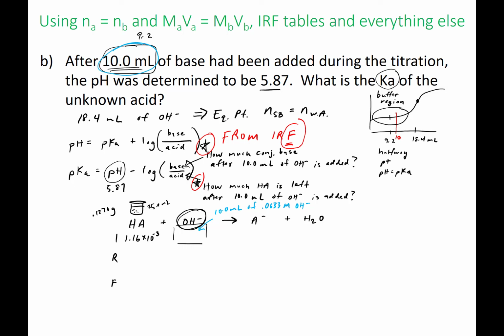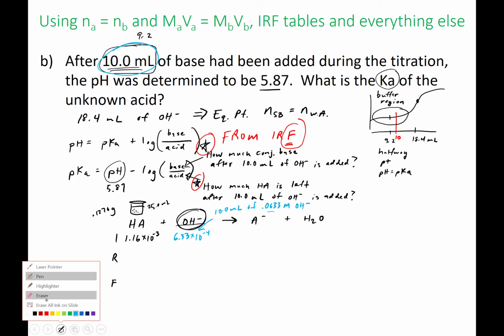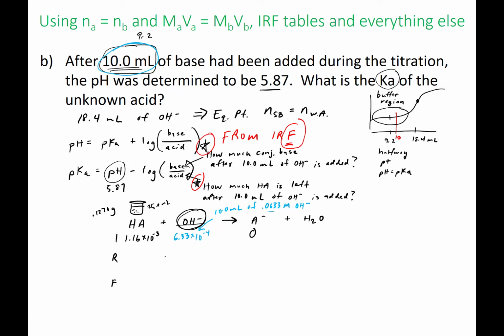So I'm going to change that to moles. I'm just going to go 10 times 10 to the negative third times this number. And so then I'll get 6.33. I'm going to erase this box that I drew. 6.33 times 10 to the negative fourth. And this number right here is going to be 0, because there was none there at the beginning. As you can see, this should go to 0. And then you're going to have some leftover acid, so that's going to be this number.